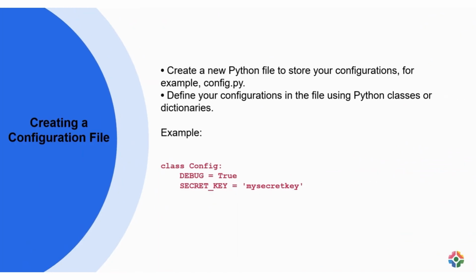In this file, define configurations using Python classes or dictionaries. For instance, a configuration file named config.py may contain class Config, DEBUG equals True, SECRET_KEY equals 'my secret key'. This structure allows easy access and modification of configuration parameters within your application.